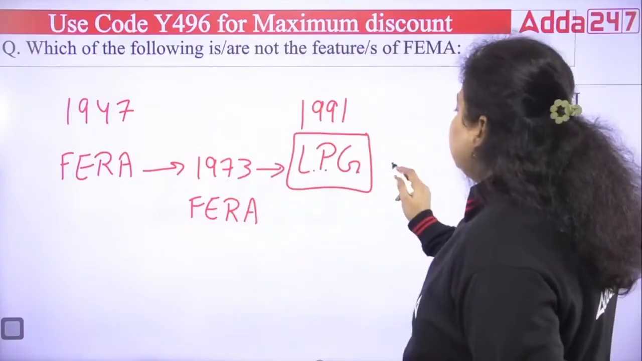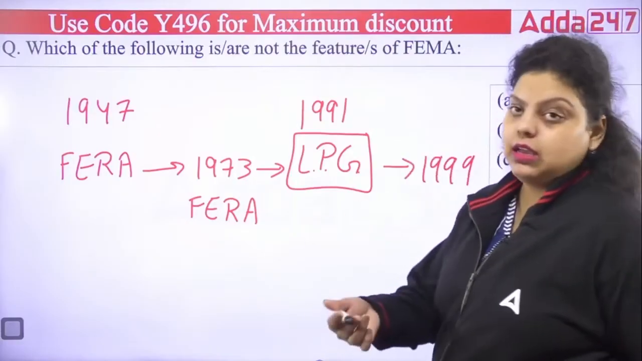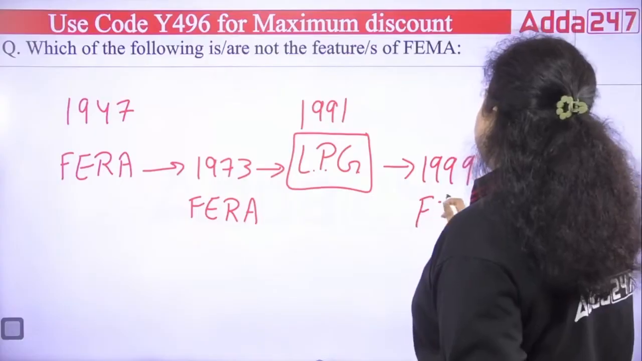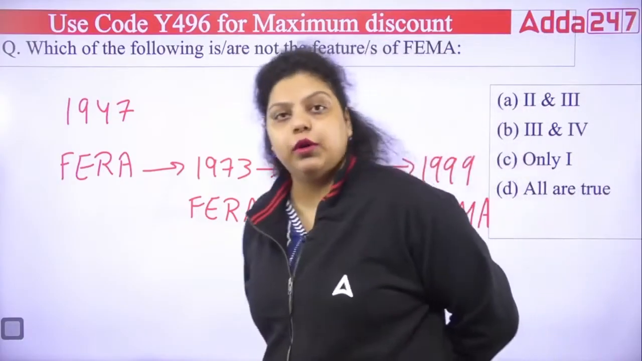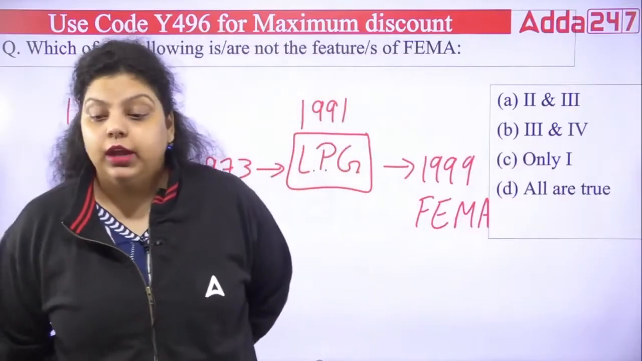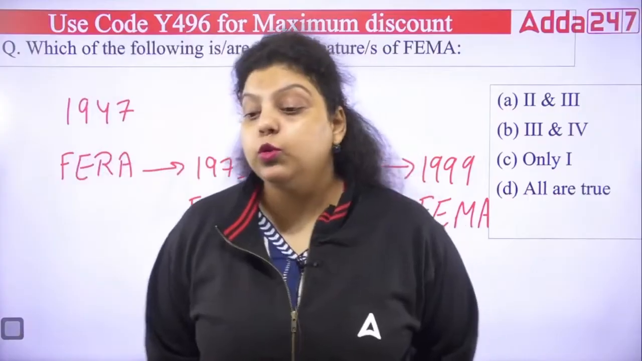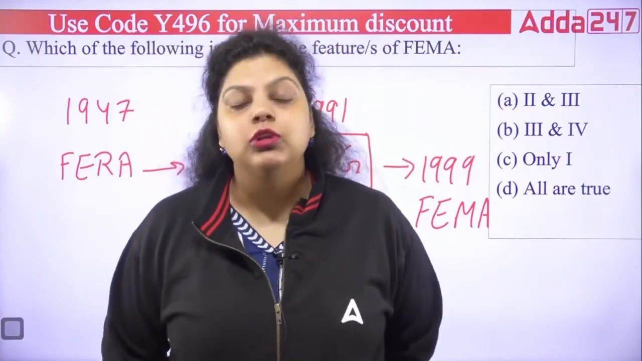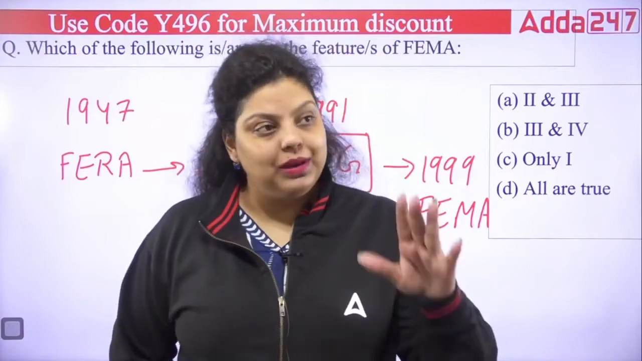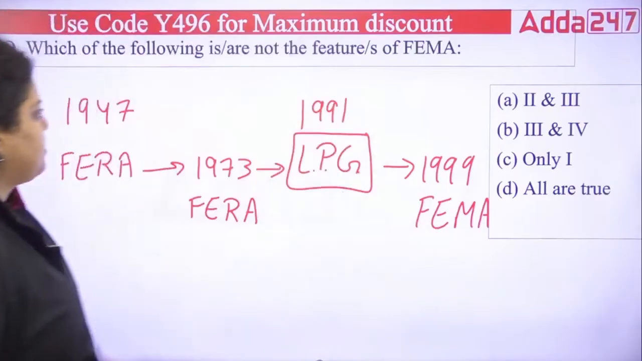So, what happened? In 1999, we, the RBI, replaced FERA with FEMA. Now, FEMA stands for Foreign Exchange Management Act. This said that we are only going to manage the foreign exchange. We are not going to put any restrictions. We are only going to manage the foreign exchange, and that's where globalization was supported by FEMA. Okay, and this is how FEMA was introduced.